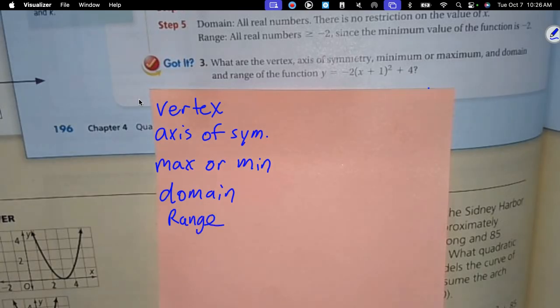Okay, domain, what is it for every problem? What's our domain for every problem? All real numbers. Yeah, what you said. All real numbers. That's our first. We can just do that anyway.